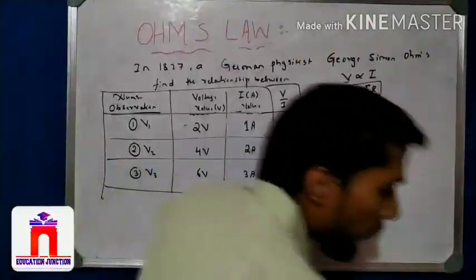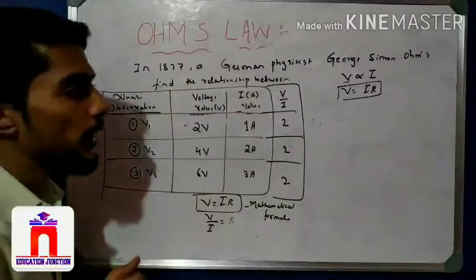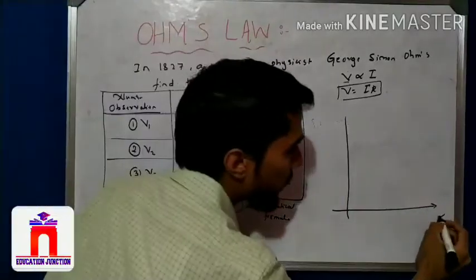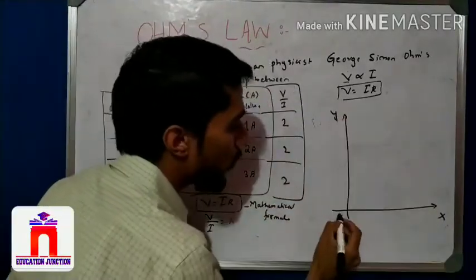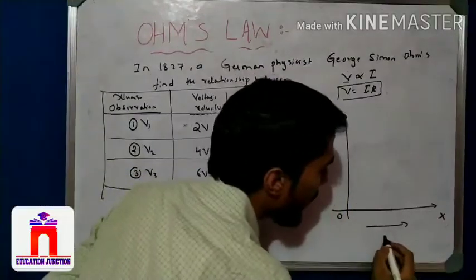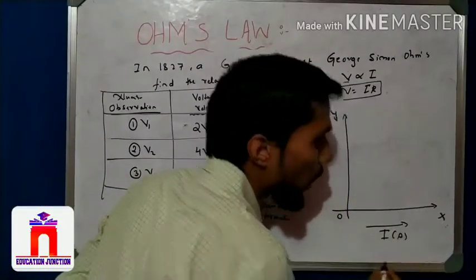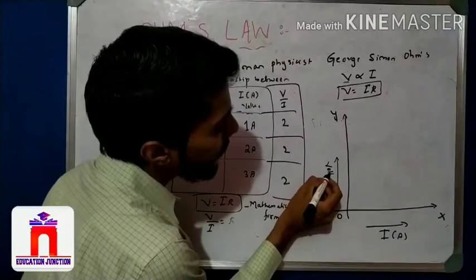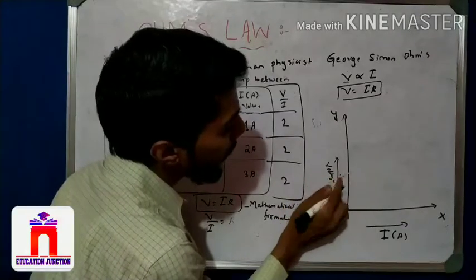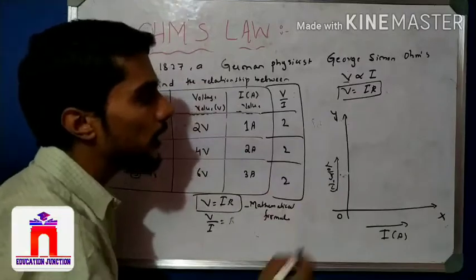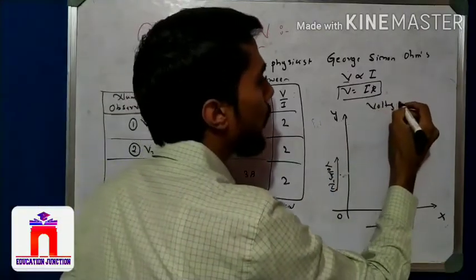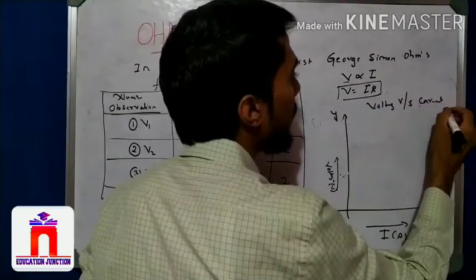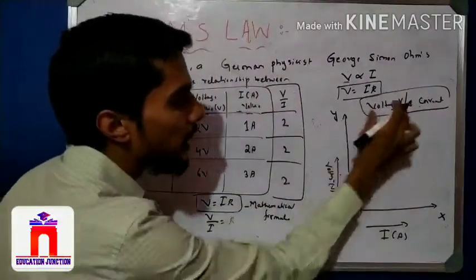Now if I plot a graph of this observation, that is very important, that is called the Ohm's law graph. See, the Ohm's law graph is here. It has an x-axis, a y-axis, and origin O. On the x-axis we take current I in ampere, you have to remember, and on the y-axis we take voltage V in volt. So it is a voltage versus current graph. This is Ohm's graph, where voltage is on the y-axis and current is on the x-axis.